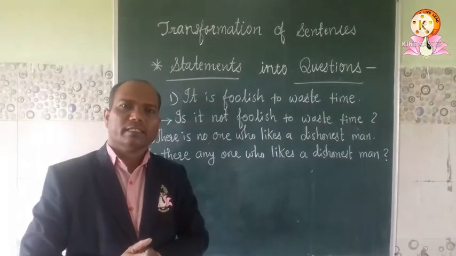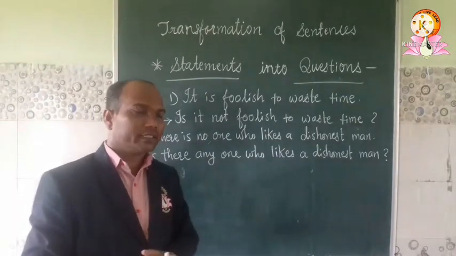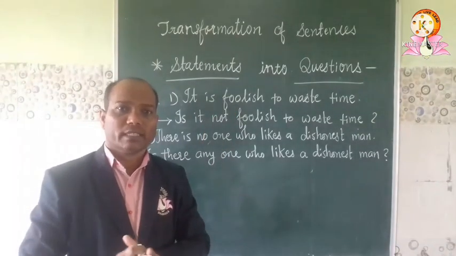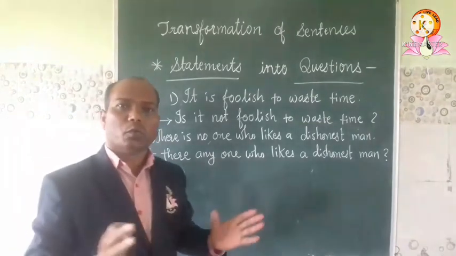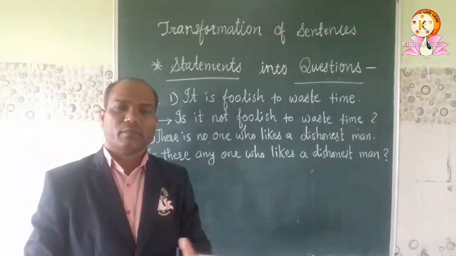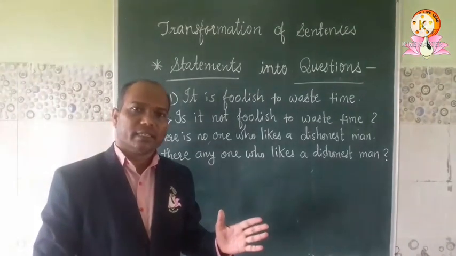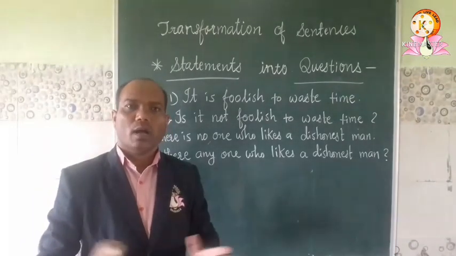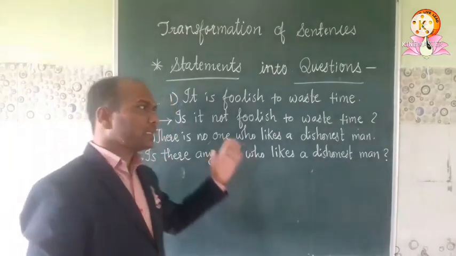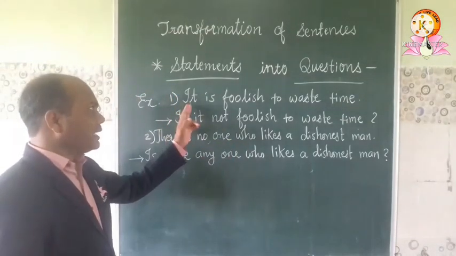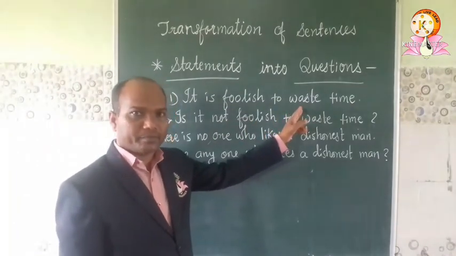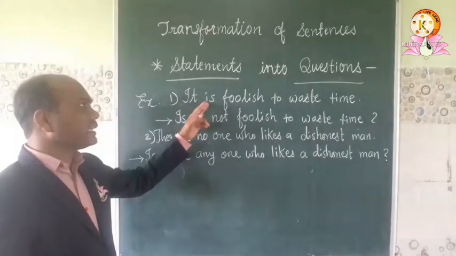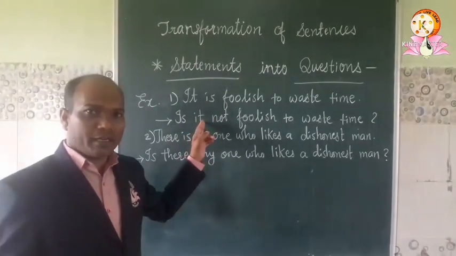Now, dear friends, let us understand some more rules of changing statements into questions or vice versa. The first important rule is that while changing statements into questions or questions into statements, the affirmative sentence changes into negative or negative sentence changes into affirmative. Let's understand it with the help of these examples. Here, first example, it is foolish to waste time. This is a statement. It is affirmative. While changing it into the question, it will become negative.